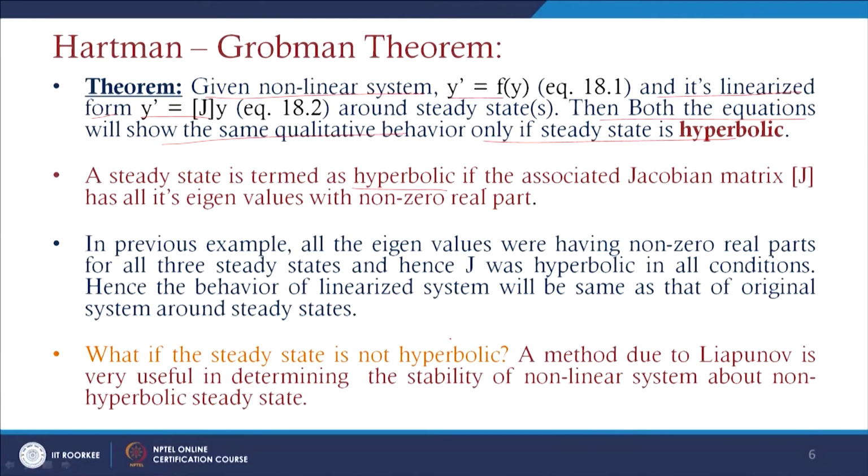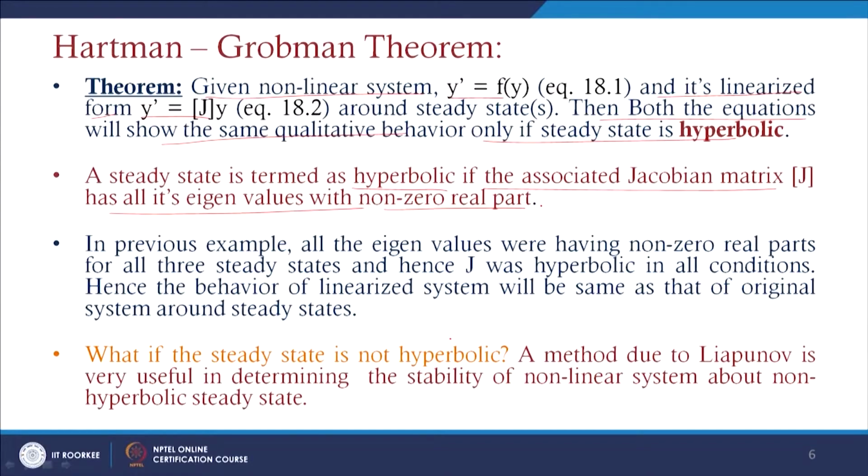Then the question arises, what does hyperbolic mean here? A steady state is termed hyperbolic if the associated Jacobian matrix has all its eigenvalues with a non-zero real part. So, the real parts must have values other than 0 to say that the state is in the hyperbolic phase.